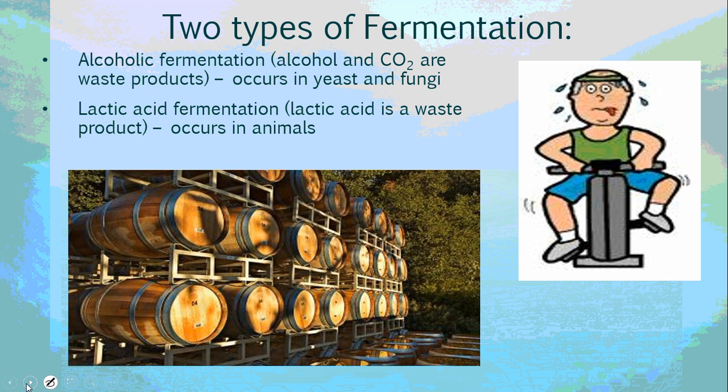Alcoholic fermentation occurs in yeast and fungus. The byproducts are alcohol and carbon dioxide. This is the type of alcoholic fermentation that we use to make alcohol that we drink. Lactic acid fermentation occurs in your muscles. It occurs in animals, and lactic acid is a byproduct instead of alcohol and carbon dioxide, and this is what makes your muscles feel very fatigued or kind of give out when you're working hard.